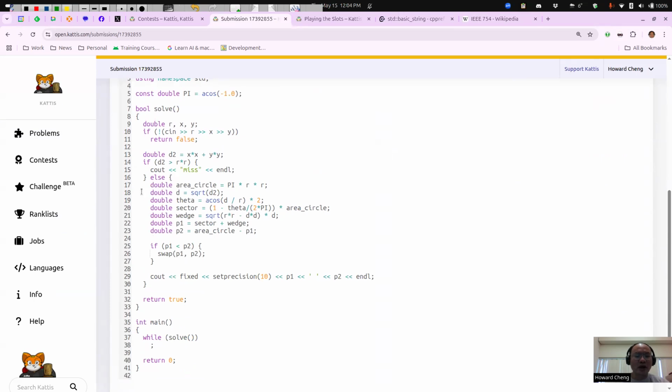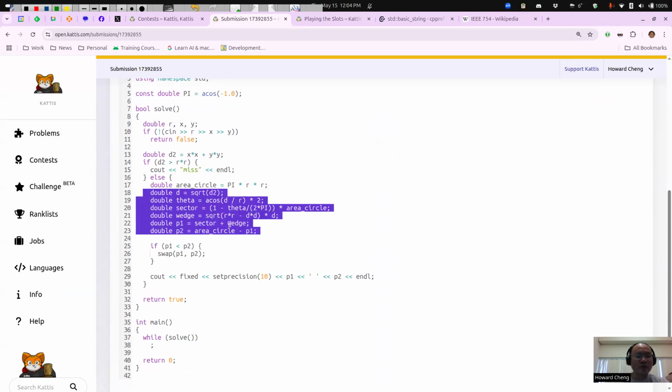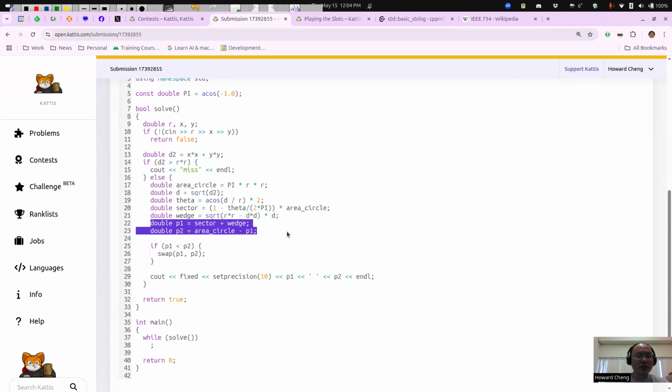Okay, and then at the end you compute the two pieces, and just in case I have to print the larger of the two pieces, so I swap it. And the only other thing that I want to point out in this code is how to print it to more than a certain number of digits: fixed, and then set precision the number of digits. That's how you print.